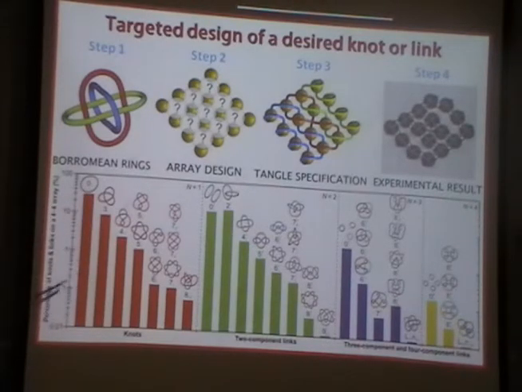So you can see here the log scale. Of course, you get many unknotted examples or many simple knots, but it happens also that you find some quite complicated structures, especially with more links, for example.